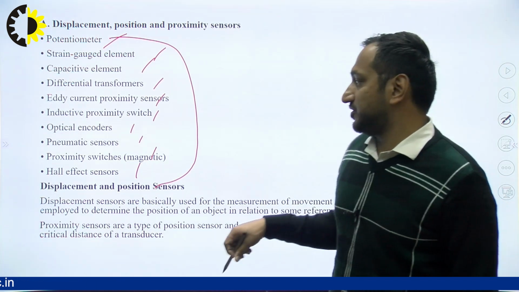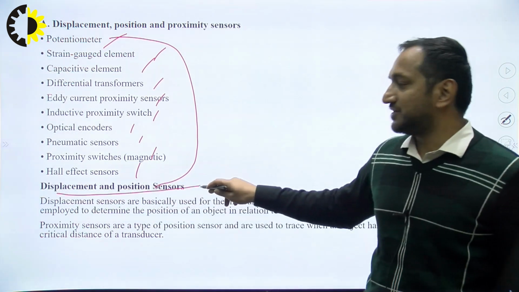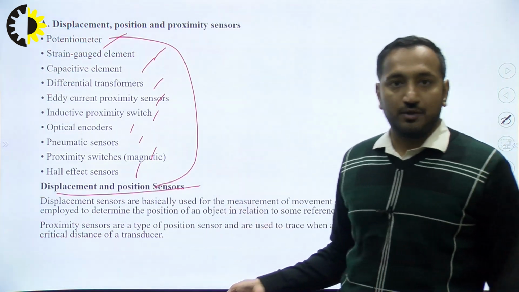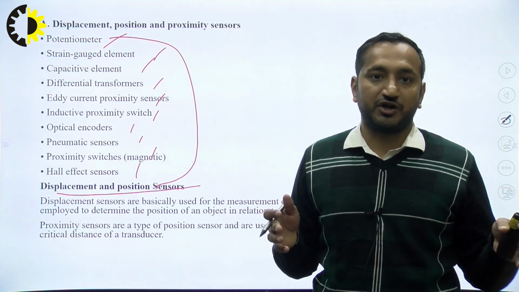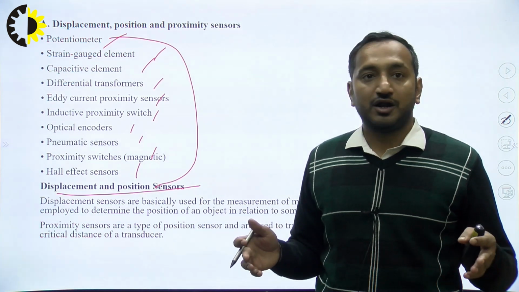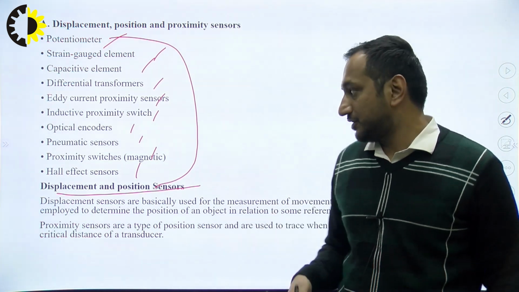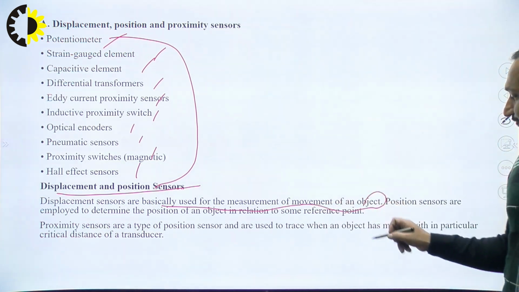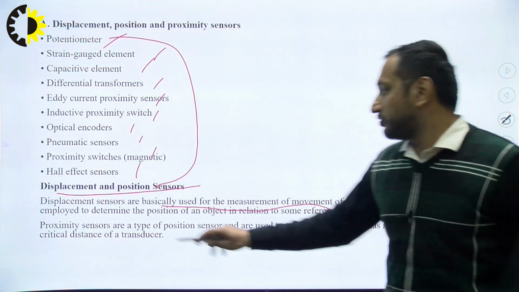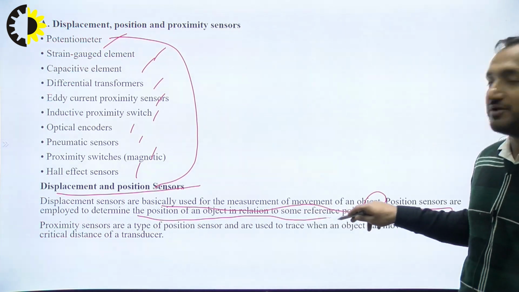So let us see the definition. What is a displacement and position sensor? As evident from the name, if you want to measure the distance from one object to another object, then we can say that we have to use a displacement sensor, right? They are basically used for the measurement of movement of an object. Position sensors are employed to determine the position of an object in relation to some reference point.